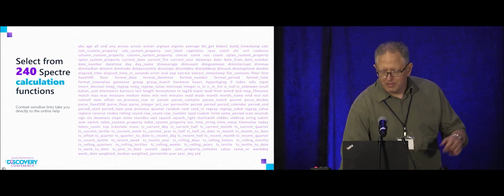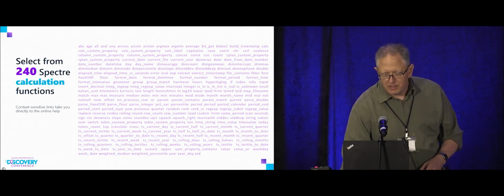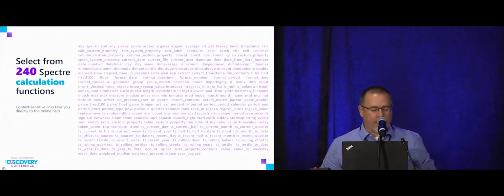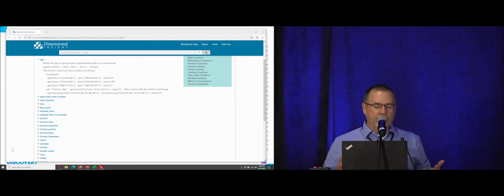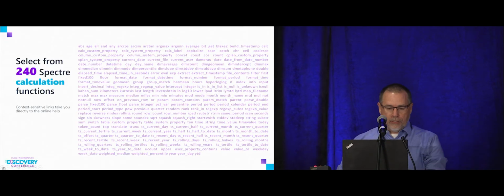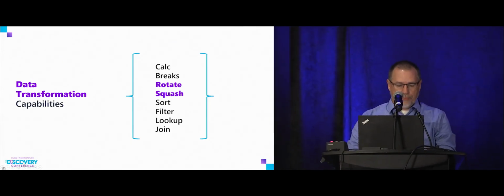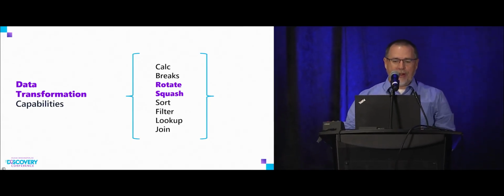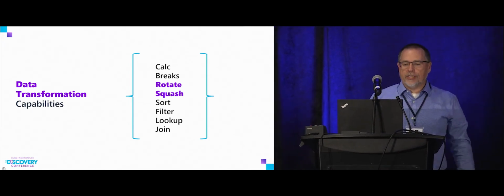7.1.26, but it's on the last slide. There we go. So context-sensitive help is now available for all Spectre functions, and we plan on adding more when we get them to work. All right, so data transformation.